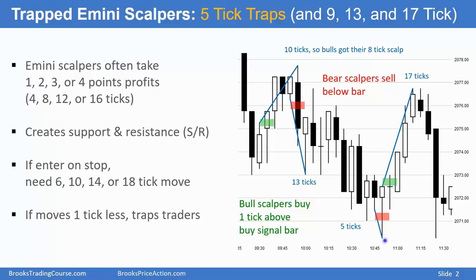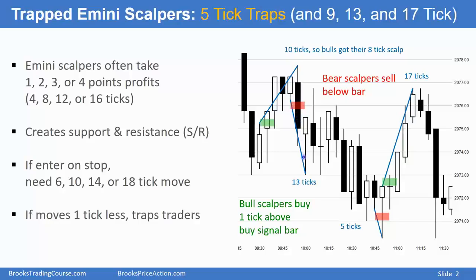It fell 5 ticks and hit their buy limit order where they wanted to take profits, did not fill most of them, and as it started to go up, they panicked and they bought. So we have a 5-tick trap and reversal. You have some bears who sold below this bar. They got filled here, 1 tick below that low, maybe hoping for a 2-point trade or a 3-point trade.